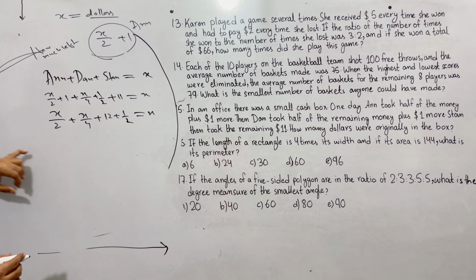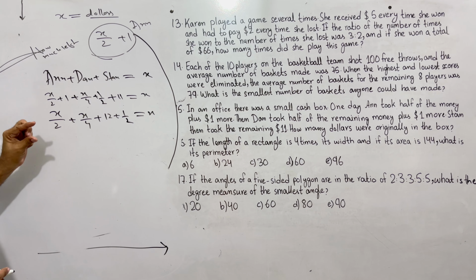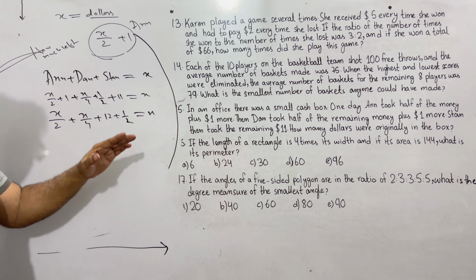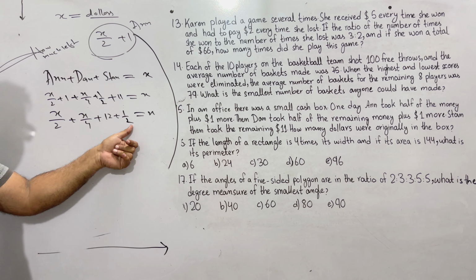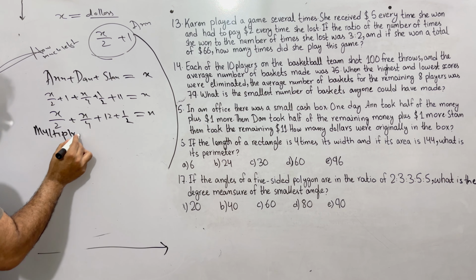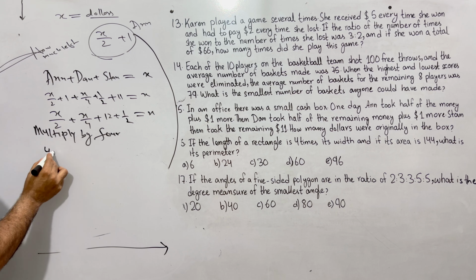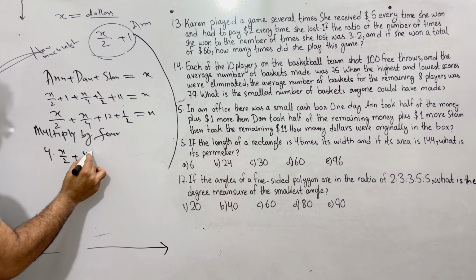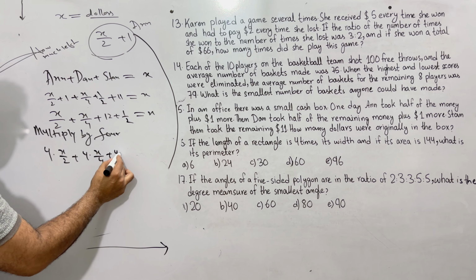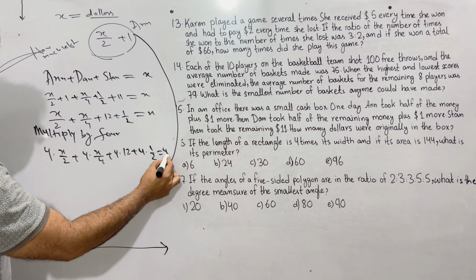Whether you take LCM or not, look at the fractions. Denominators are 2, 4, 2. 4 is the encompassing quantity containing 2 as well. If I multiply throughout by 4, I am going to get rid of the fractions. We have 4 times X over 2 plus 4 times X over 4 plus 4 times 12 plus 4 times 1 over 2 is equal to 4X.